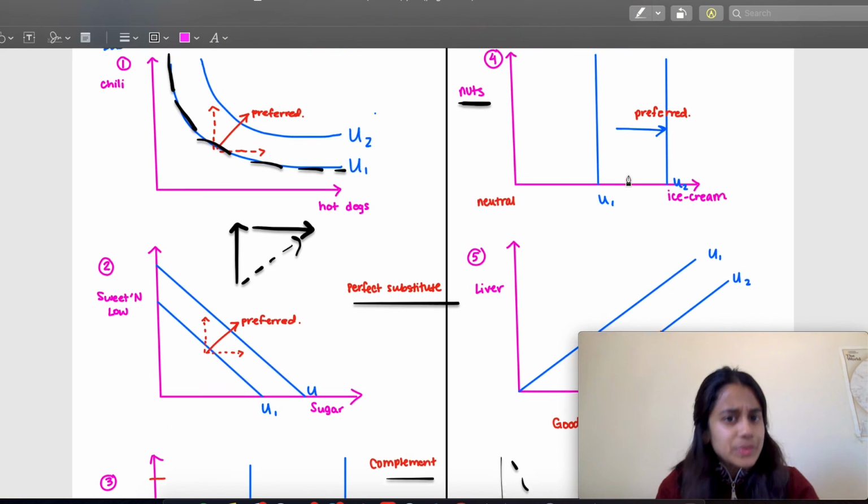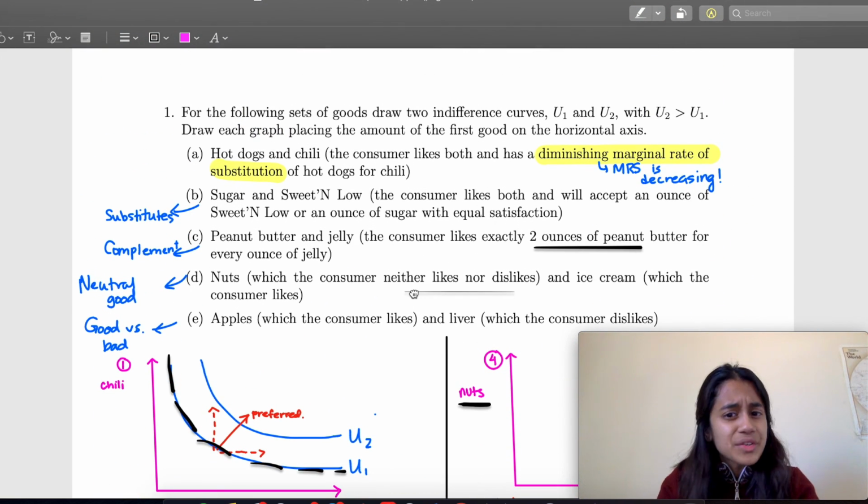So yeah, work through these problems again, highlight those keywords, and you will be set. So, thank you.